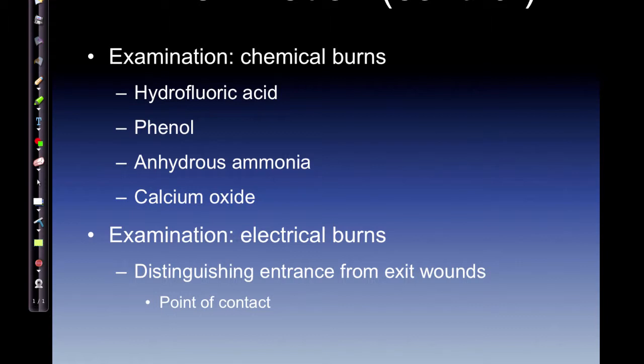Examination of electrical burns, distinguishing entrance and exit wounds is going to be critical. Difficulty arises due to variables such as the part of the body that might be affected, the surface area of the contact point, and so on. Point of contact is more helpful than anything else. What was the point of contact for the entry and or the exit?